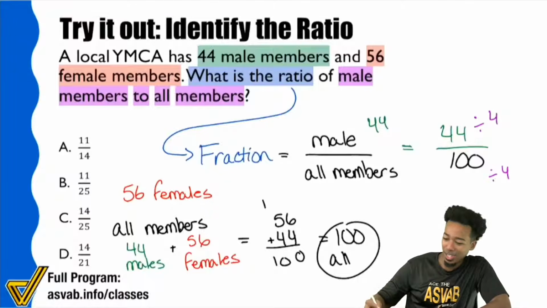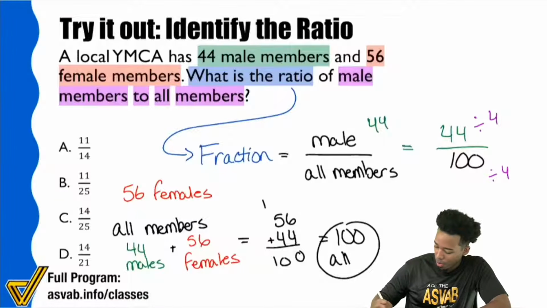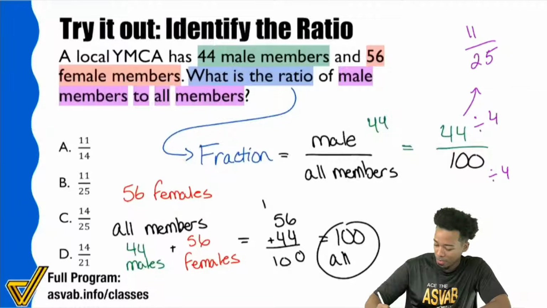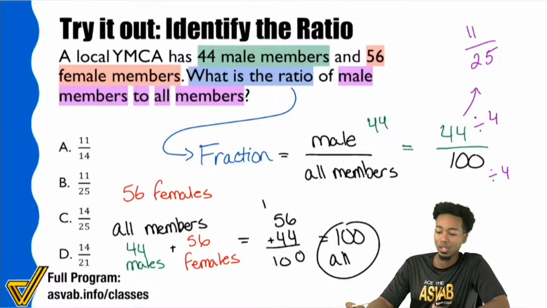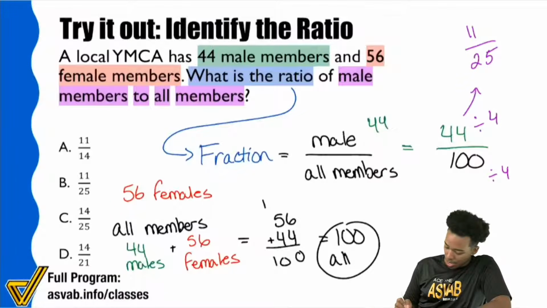Okay. So with that, 44 divided by 4, that's going to give us 11. And then that's behind my big old head. So let me actually draw an arrow up, but that'll be 11 over 25, because 44 divided by 4 is 11 and 100 divided by 4 is 25. And that is as low as you can get it. And that will be answer choice B.